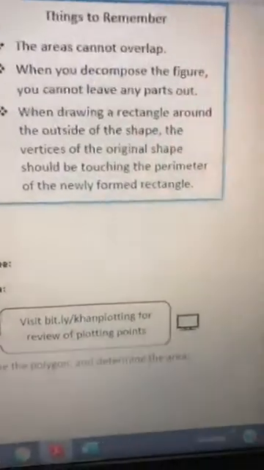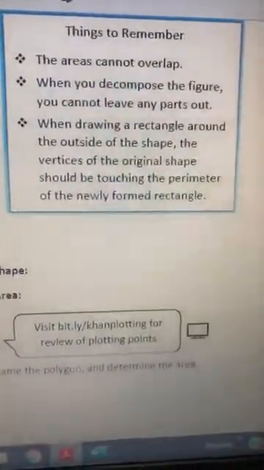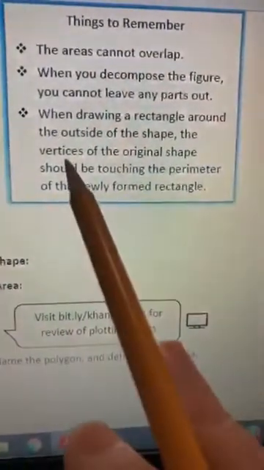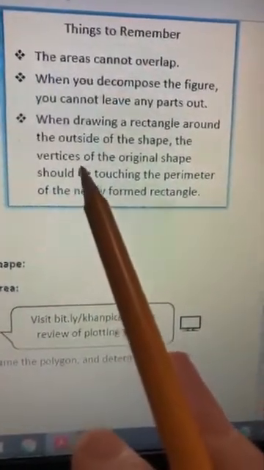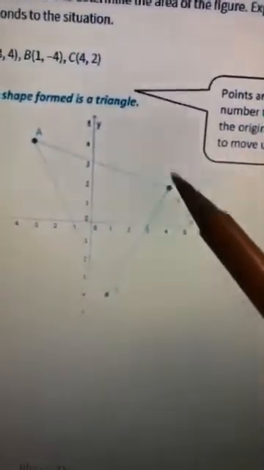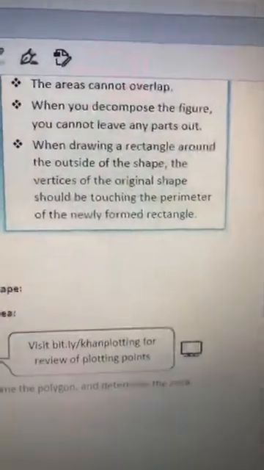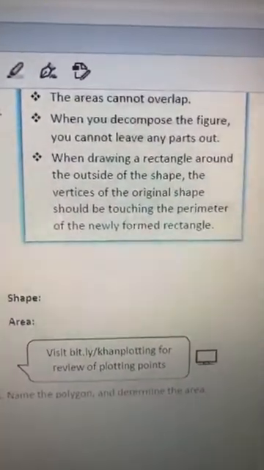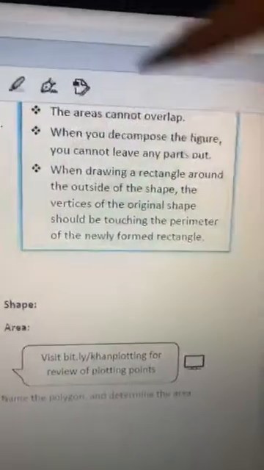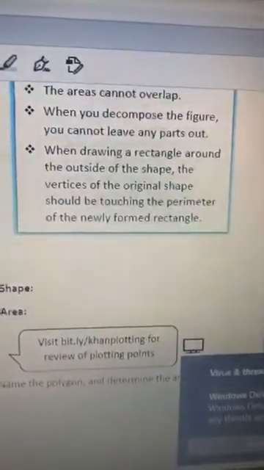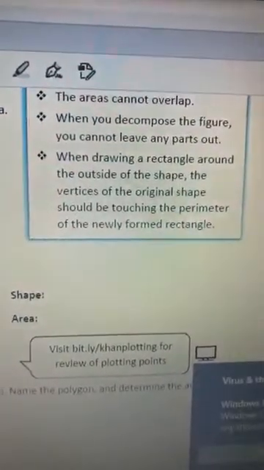And then the key point that's the most important is that when you're drawing the rectangle around the outside shape, the vertices, remember that's the plural of vertex, have to fall onto the rectangle. The vertex of a triangle is where the 2 rays come together and form an angle. So we have a vertex of a triangle here, here, and here. Okay, so 3 vertices. Those vertices have to fall onto whatever rectangle you draw, so those lines have to be on or meet at those points. That's what it means when it says the original shape should be touching the perimeter.